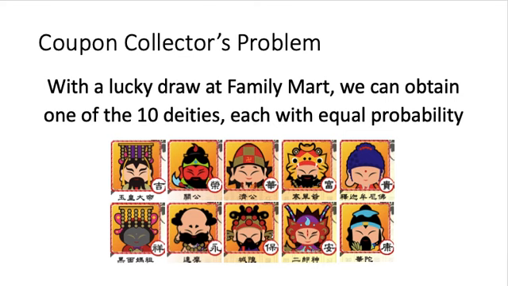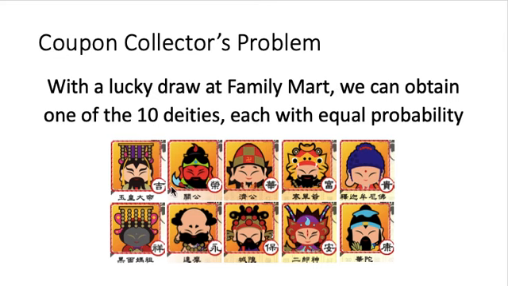Next, we will talk about this coupon collector's problem. So let's see what it means. A long time ago in Taiwan, there was a lucky draw function held by FamilyMart. If we pay enough, buying enough things at FamilyMart, we can have a chance to do a lucky draw.